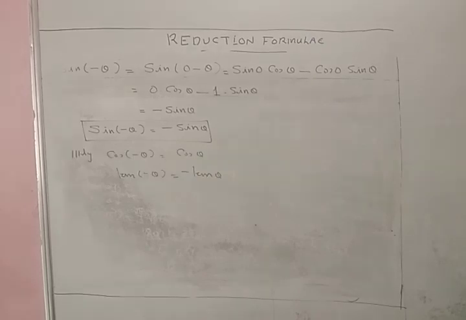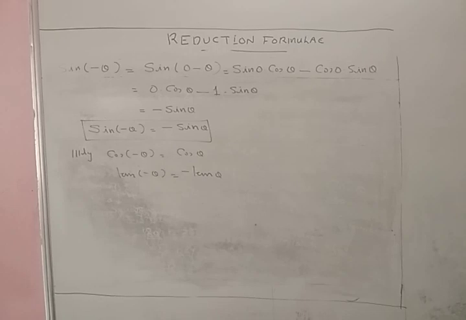Next reduction formulas: cos minus theta. We can show that cos minus theta is equal to cos theta and tan minus theta is equal to minus tan theta. No proof required, so you don't need to study the proof of these results. Just study the results only. Learn these three reduction formulas by heart: sin minus theta is equal to minus sin theta, cos minus theta is equal to cos theta, and tan minus theta is equal to minus tan theta. Very important, you must learn these three results by heart.